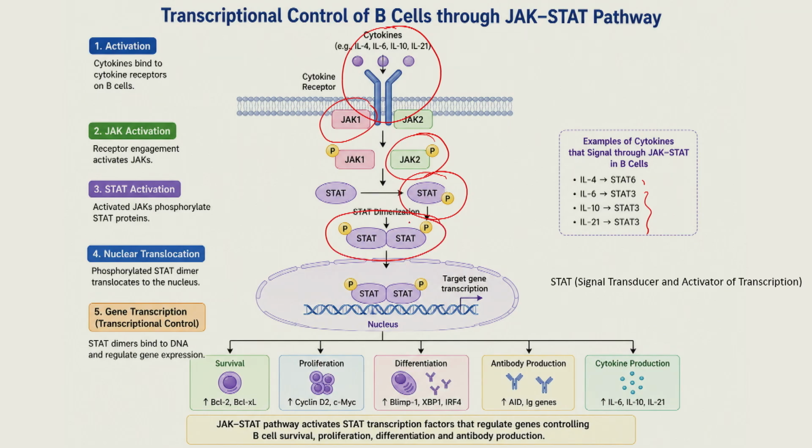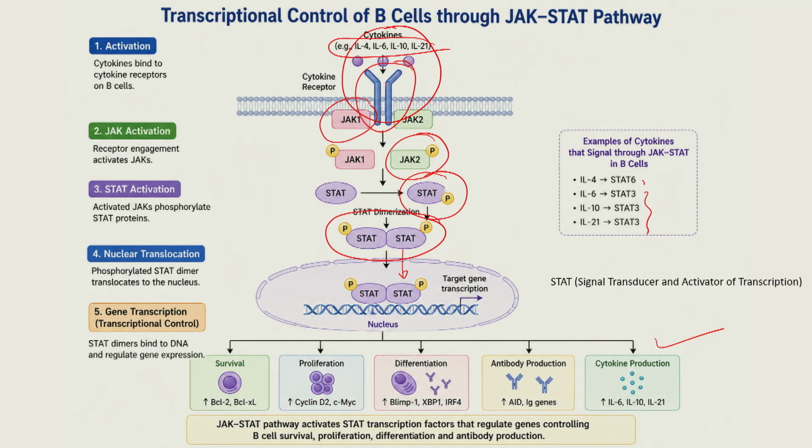And once they become a dimer, they can migrate to the nucleus and start transcription of the genes, which can lead to activation of exactly the same 5 phenomena which we have discussed in the other pathways as well. So the difference between the JAK-STAT pathway and the other pathways is the way of activation. Here we can see that different kinds of cytokines such as IL-4, 6, 10 and 21 can activate the JAK-STAT pathway by binding to the cytokine receptor.